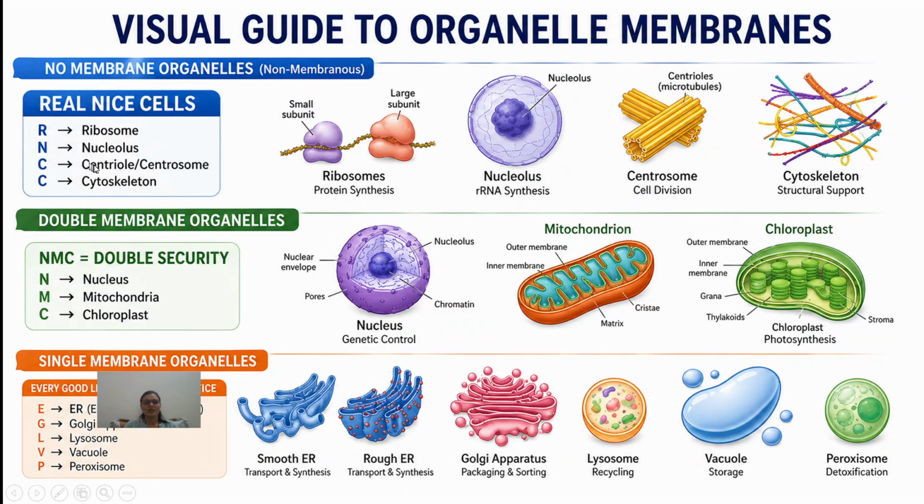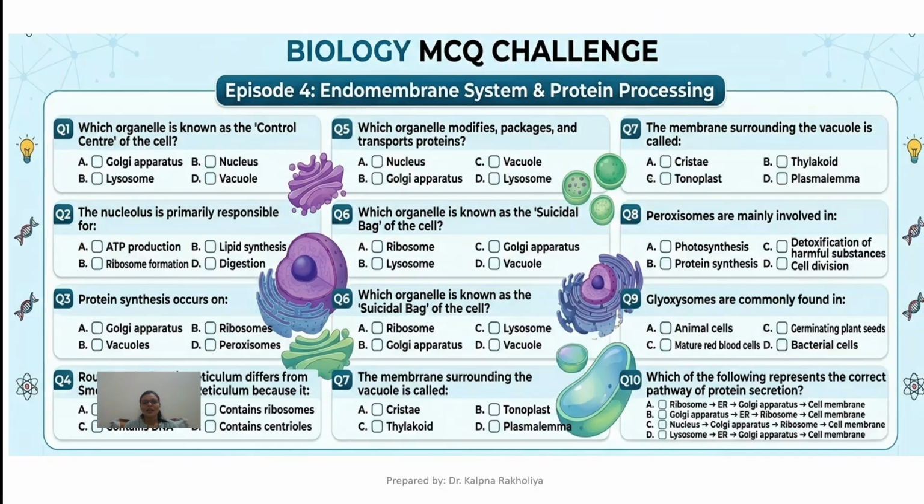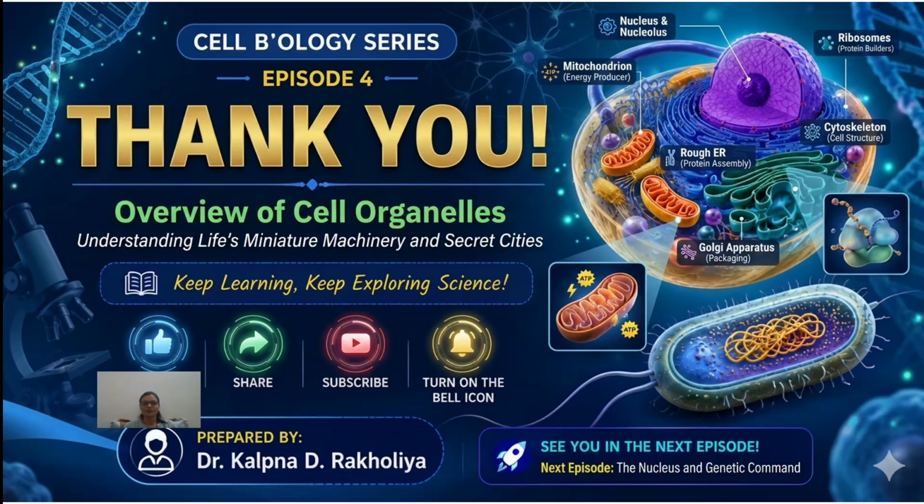Here is the shortcut. For double membrane organelles, you have to remember NMC. For single membrane organelles: every good learner value practice. So this is the whole thing about episode 5. This is the list of MCQs for episode 4. These organelles, whatever we discussed, are also called the endomembrane system and protein processing. So these are the MCQ questions that you have to answer in the comment box.